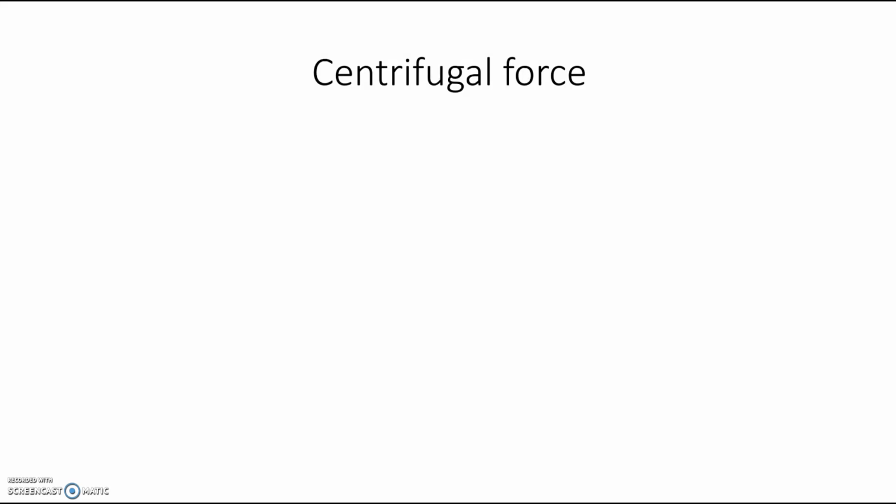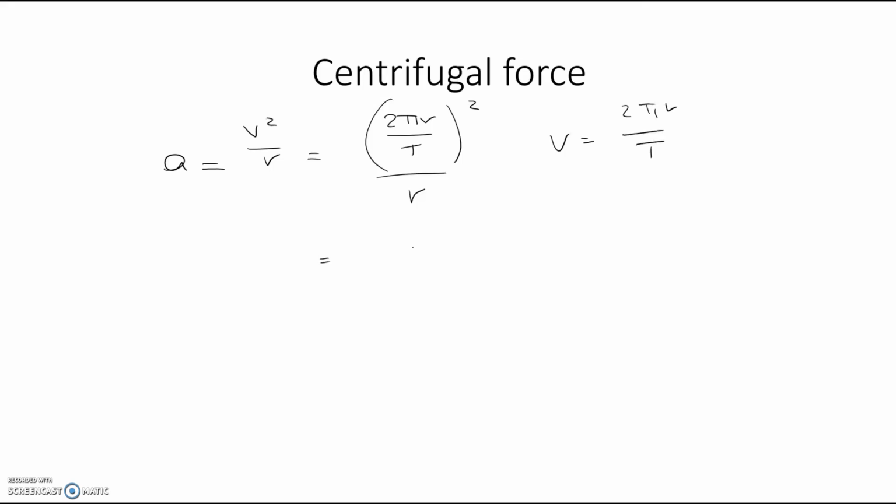Often it's easier to measure the period of rotation rather than the speed. So if we've got a equals v squared over r, we can work that out as being 2 pi r over T, all squared, over r, because v equals 2 pi r over T. And if we rearrange that, we get 4 pi squared r over T squared. So the centripetal force can be written like that.